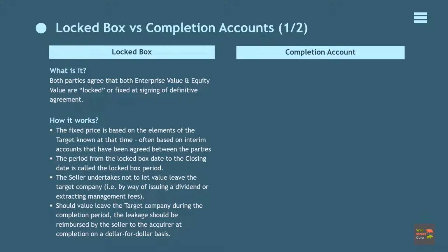At the initiative of the acquirer, the vendor often undertakes not to let value leave the target company, such as by extracting cash through issuing a dividend or extracting management fees. Should value, however, leave the target company during the lockbox period, a leakage is said to have occurred. Typically, parties agree that certain leakage, usually leakage that has occurred outside the vendor's control, is permitted. All other leakage should be reimbursed by the seller to the acquirer at completion on a dollar-for-dollar basis, often on the basis of a reduction of the purchase price. Conversely, value accrual during the lockbox period can be compensated for by an increase of the purchase price at completion.